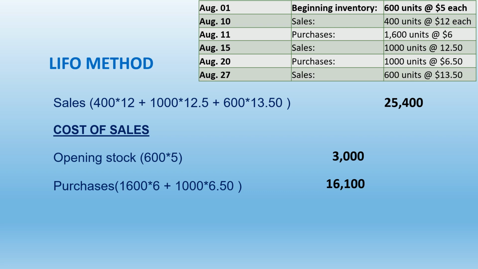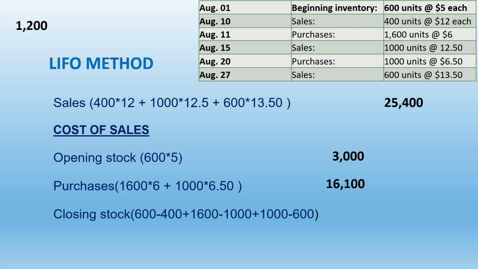Now, the final step is calculating the closing stock. Earlier also, by adding the opening inventory as well as the purchases and by deducting the sales quantity, we are left with 1,200 units. So now, the key factor is how we are going to value this 1,200.